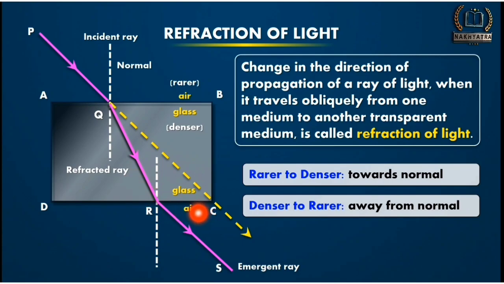Clear students? So from denser to rarer, that means from glass to air, the light ray will bend away from the normal.